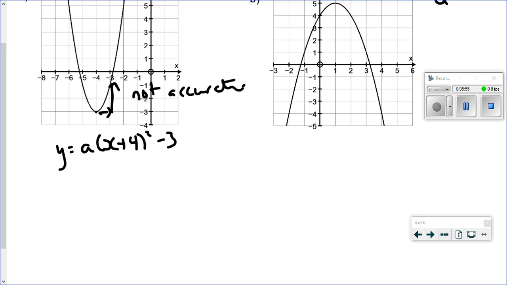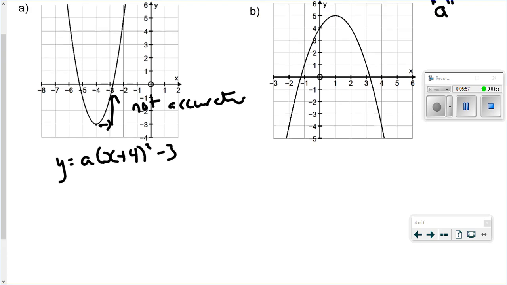Negative 3, and then we're going to pick another point. This one here looks like it's on the grid lines. Grid lines are always the suggestion. So that would be 5 equals A(-2 plus 4) squared. So the first one I'm going to go through step by step. Second one, I'm going to expect you guys to follow along using your superior algebra skills.